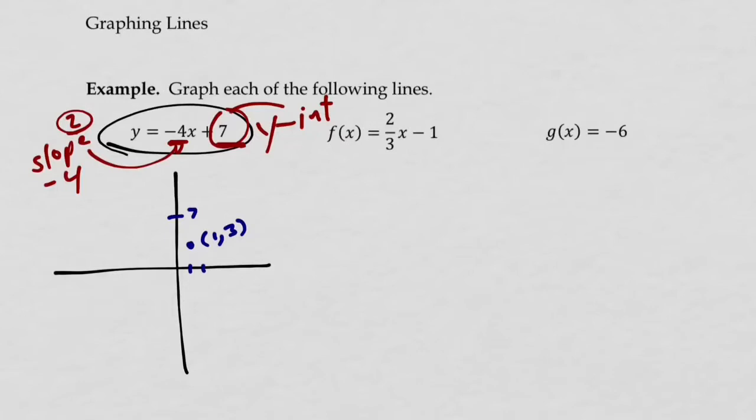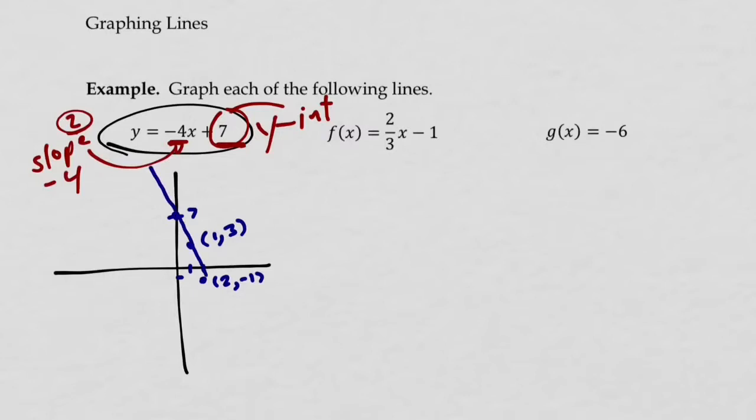And then, we could find a third point by going over 1 more unit. That'll take us down another 4 units, and so we end up at (2, -1). And I could connect those 3 points with a line. Hopefully I did a good enough job.